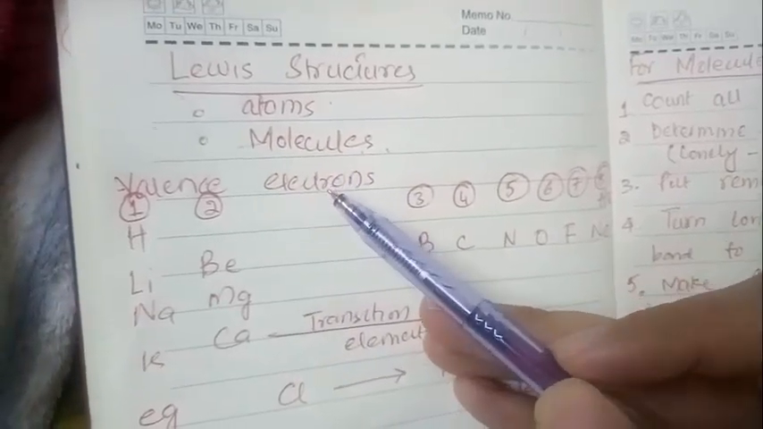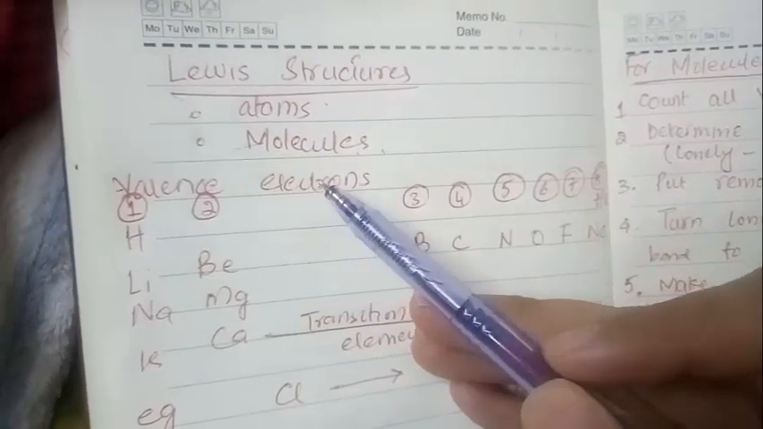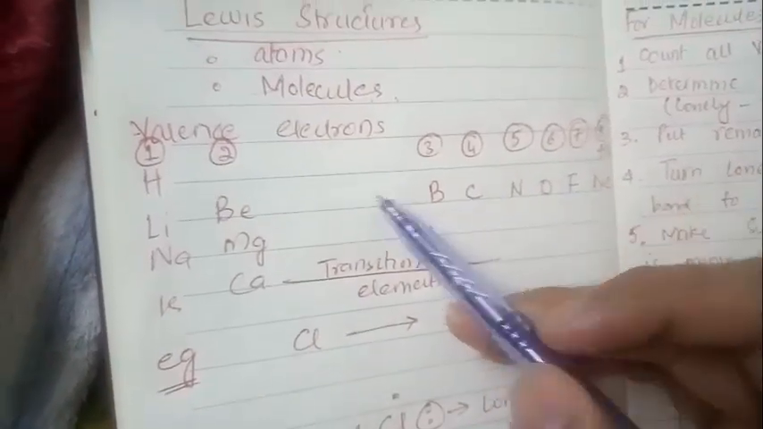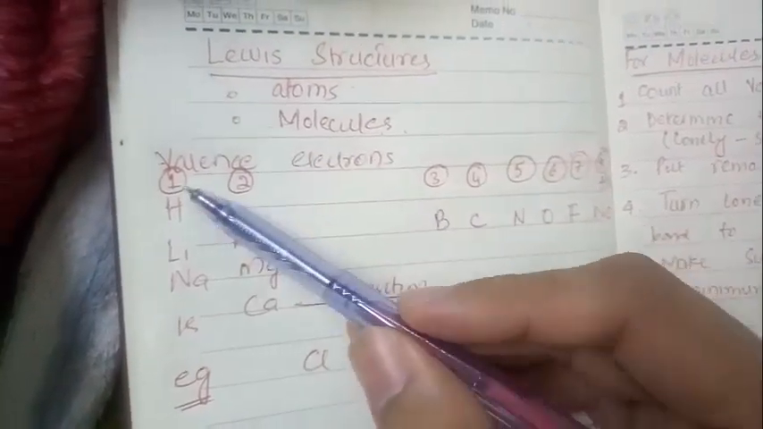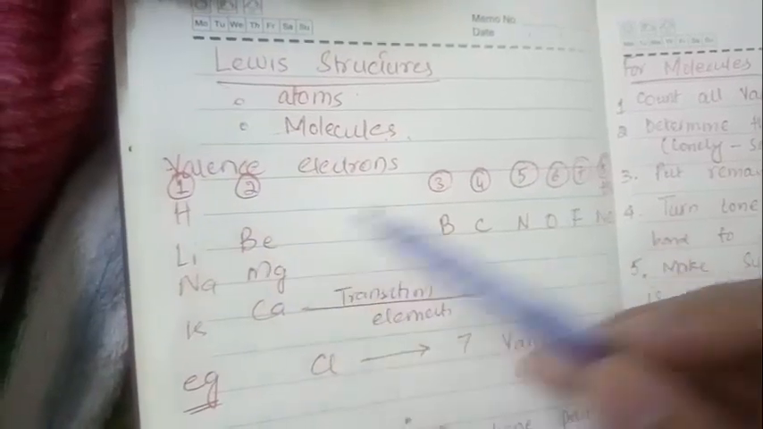And what is the valence shell? The valence shell is the outermost shell, right? So how can we find the valence electrons? We can just find them from their relative position in the periodic table.